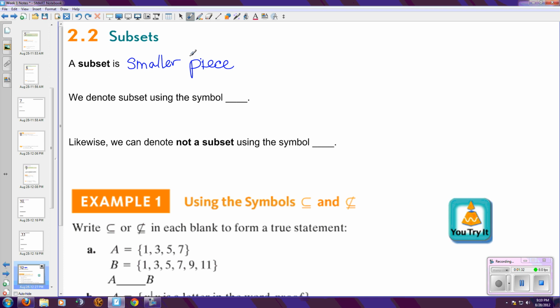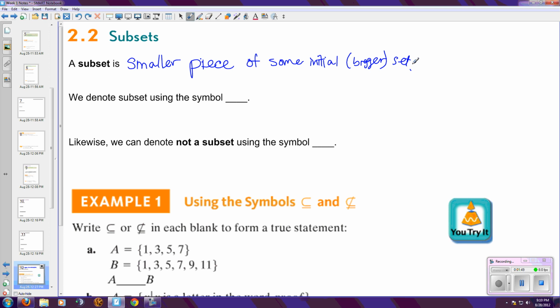So in this case, a smaller piece of some initial set. Initial or even bigger, if you will. So some initial bigger set.